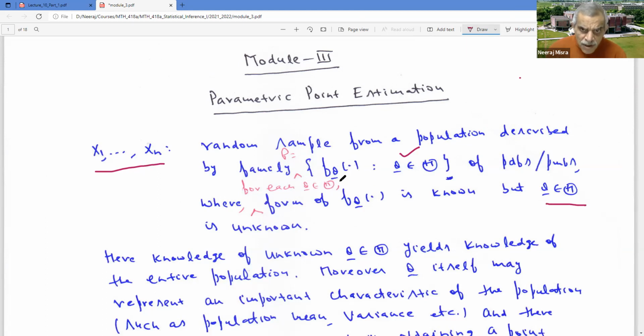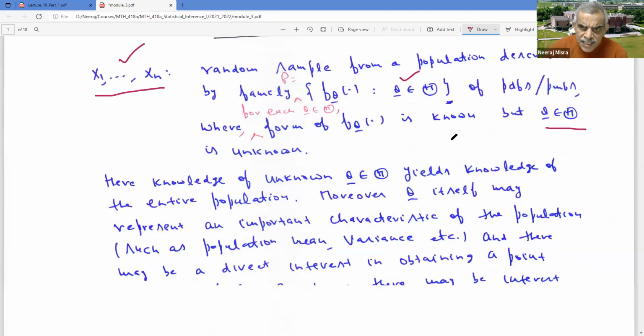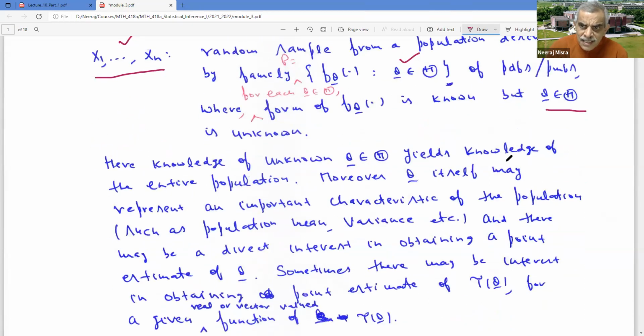Since the functional form is known, all the uncertainty is contained in theta, because the PDF form is known. So here knowledge of the unknown theta yields knowledge of the entire population, because then I know the entire PDF. If I know the entire PDF, I can generate as many observations from that population. So I have the whole population at hand if theta was known.